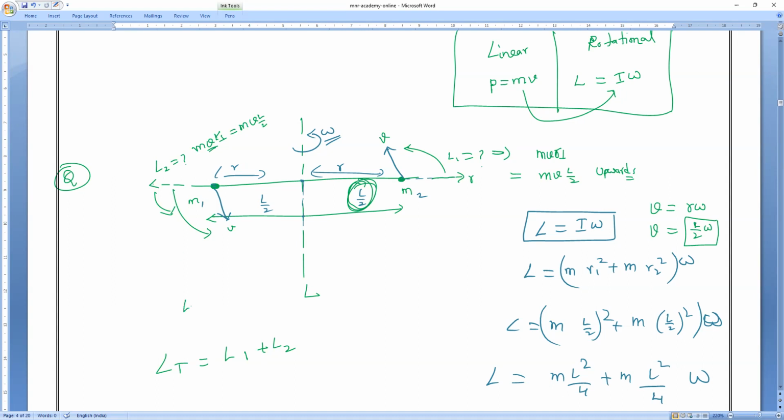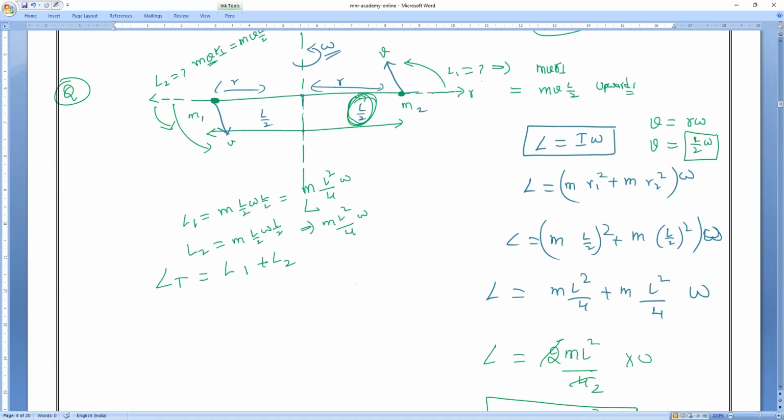So what is L1 now? L1 is equals to MV, and V means L by 2 omega, into L by 2. And L2 also M into L by 2 omega into L by 2. So what is this value? ML square by 4 omega. This value is also ML square by 4 omega. Are you clear, everybody? All of you?